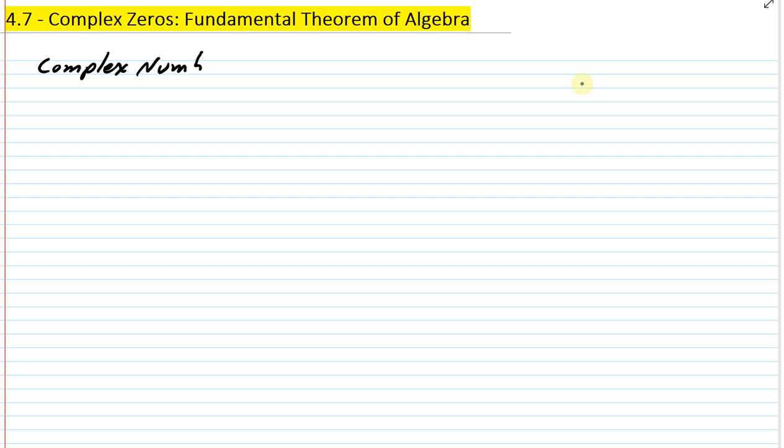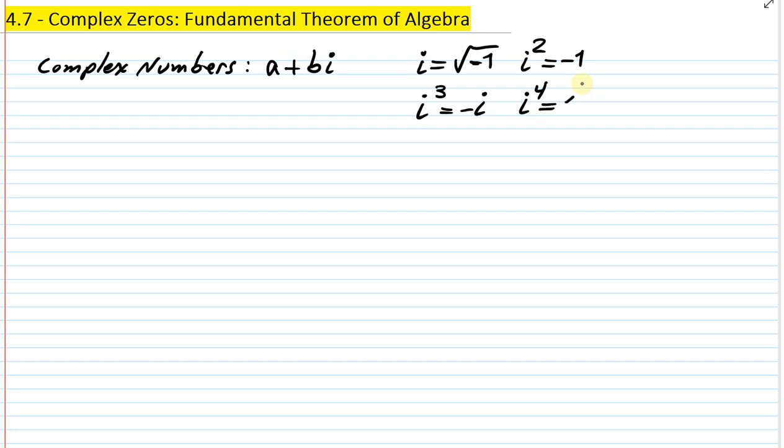If you remember, complex numbers are numbers that have two parts in the form a plus bi, where i is called the imaginary unit, square root of -1, so that i squared is -1. The other distinct powers of i are i cubed, which is -i, and i to the fourth, which is 1. In this section, we are primarily interested in i and i squared.